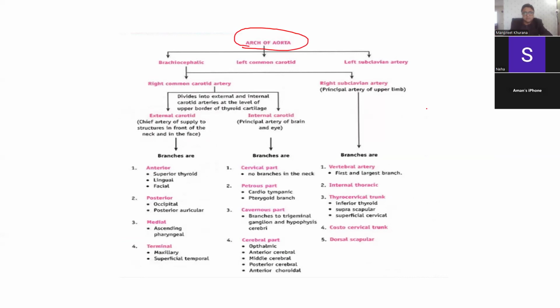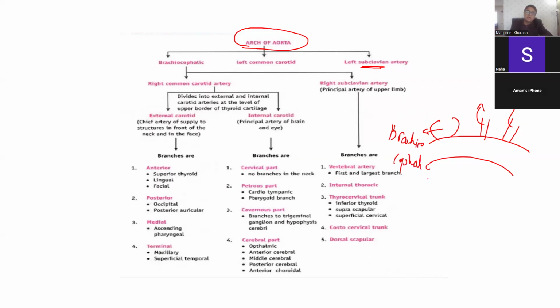From this arch, on the left side, we have the left subclavian artery and the left common carotid artery. But on the right side, they don't arise directly from the arch of aorta. They arise through a trunk, which is known as the brachiocephalic trunk. You can call it cephalic, brachiocephalic trunk. You are comfortable with cephalic, right? Okay, so let's call it cephalic.